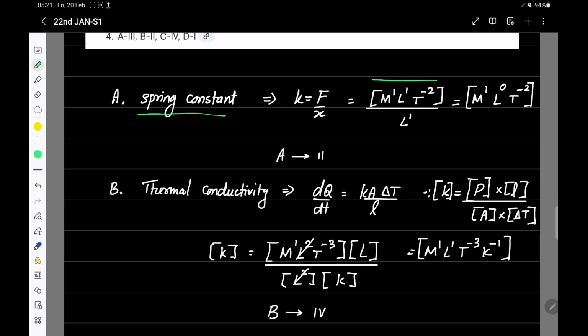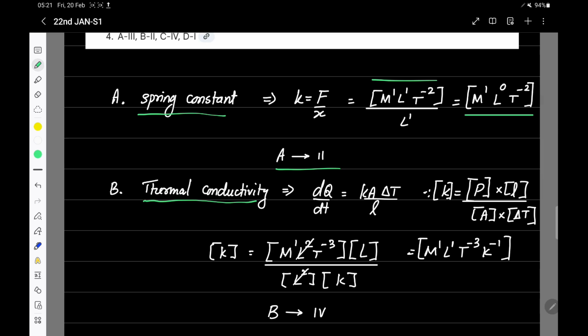Dimension of force, everybody should remember, is M^1 L^1 T^-2 divided by L^1. So basically, the dimension of spring constant will be M^1 L^0 T^-2. So spring constant matches with the second dimensions.